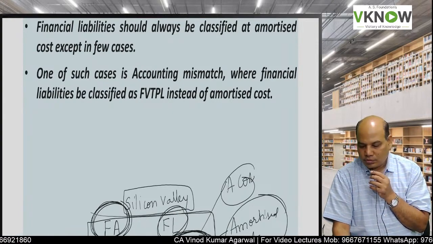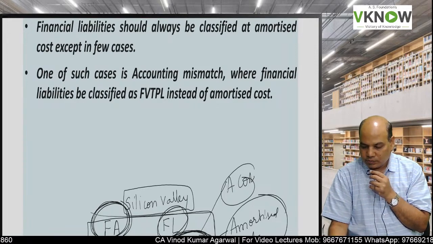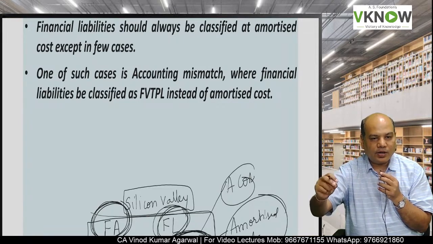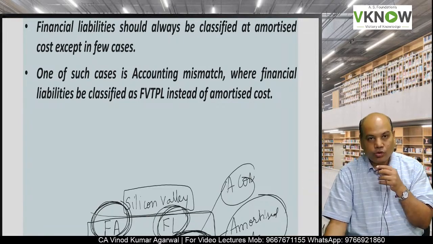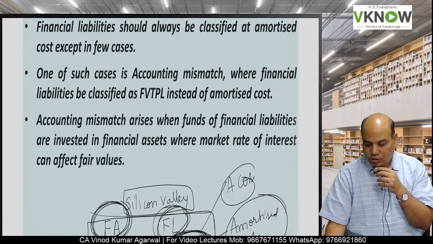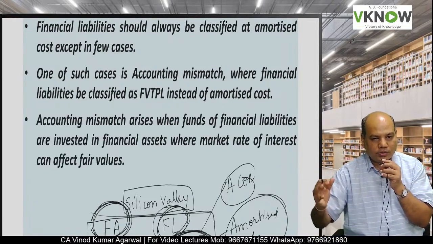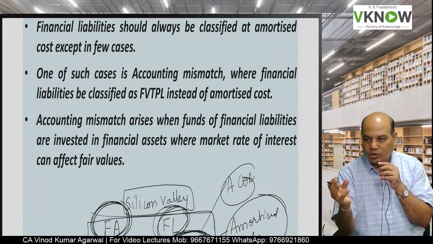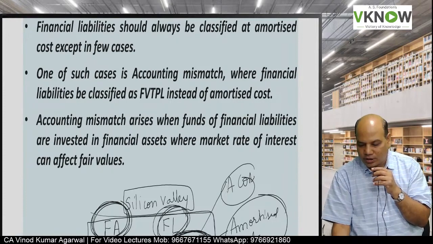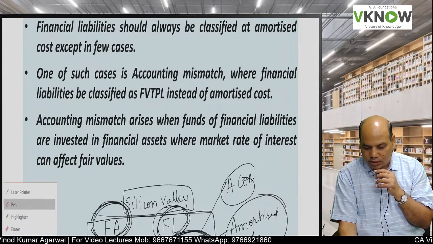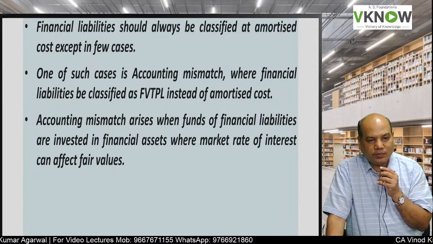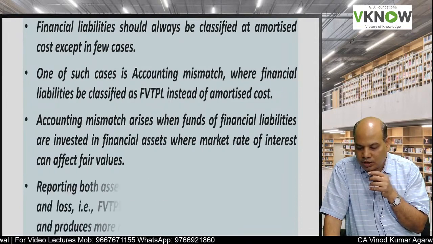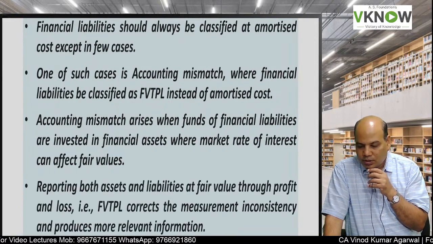What the standard says, to protect your P&L account, this financial liability, instead of classifying as amortized cost, you classify it as FVTPL, so that gain or loss on both the liability and the asset will hit the P&L account. Loss in one will be compensated by the gain in another, and in that case a financial liability, in order to correct the accounting mismatch, can be classified as FVTPL.